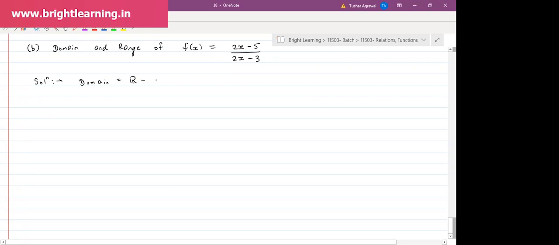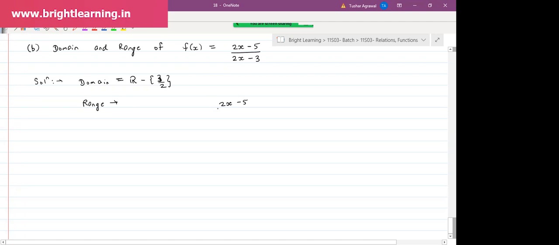Domain is equal to everything except 3/2. Okay. What is range? At 3/2, the denominator becomes 0, so that is not possible. For range, I will just do the same thing.